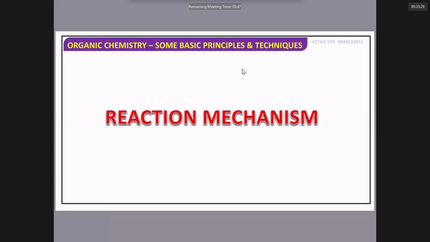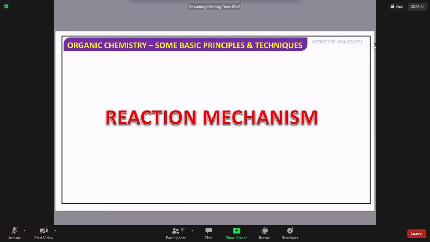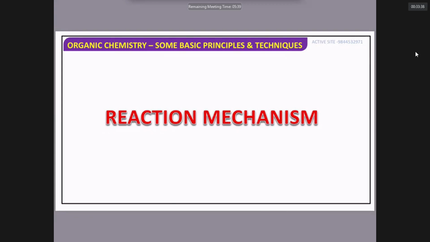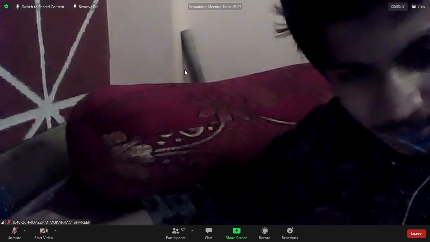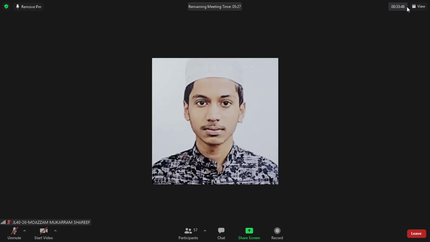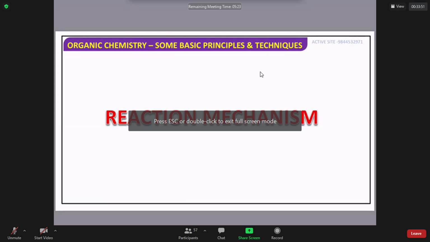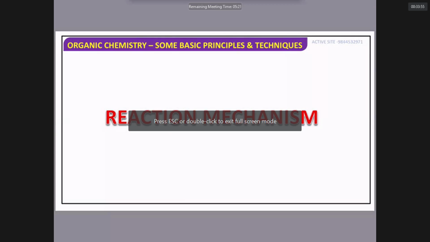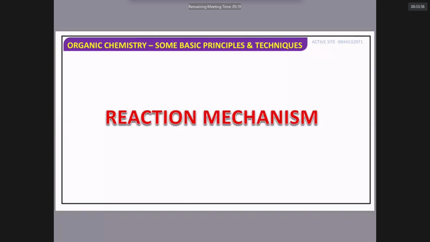So every reaction has a starting material and a reagent. When you add reagent to a starting material called substrate, you get a product. Sometimes you may get an unstable intermediate which changes to product. Are you very clear? Intermediate is a stage in between reactant and product that is very, very unstable.